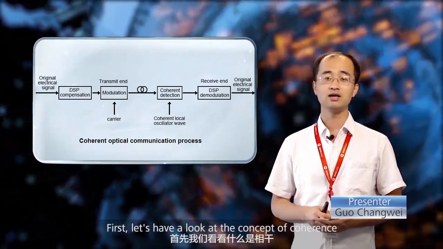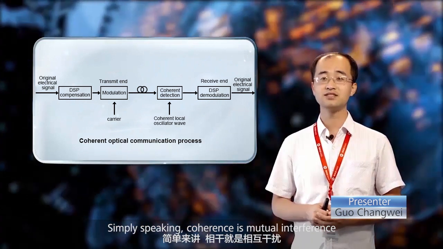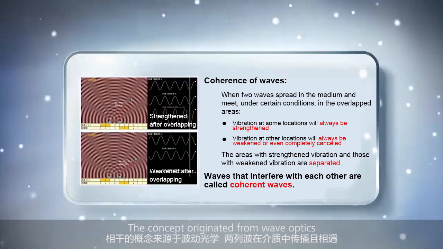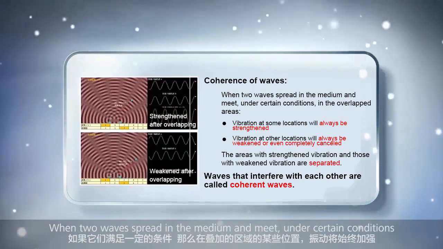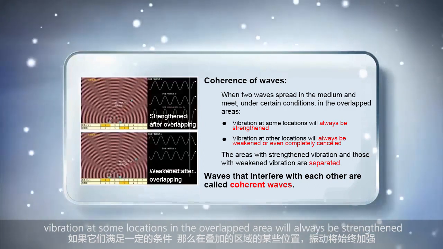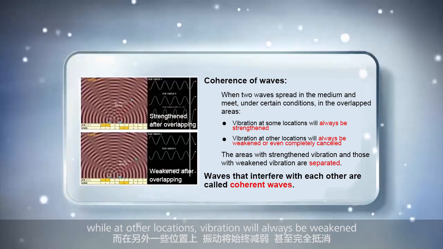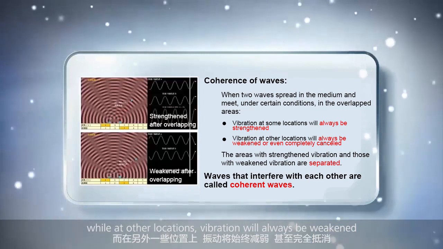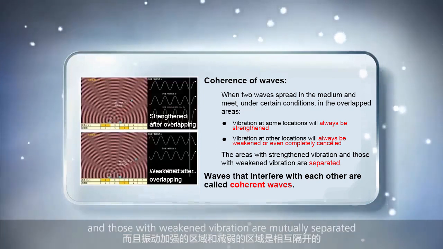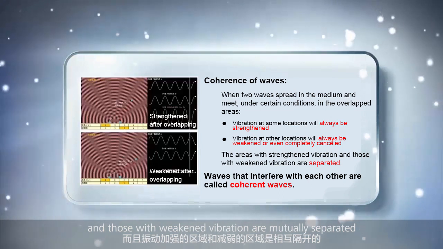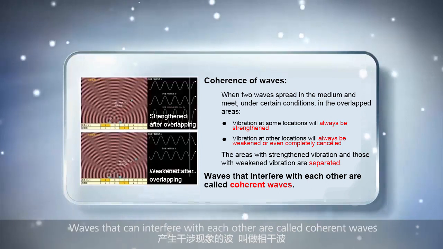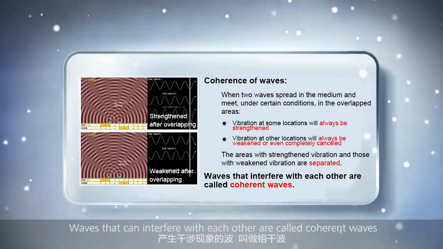First, let's have a look at the concept of coherence. Simply speaking, coherence is mutual interference. The concept originated from wave optics. When two waves spread in the medium and meet under certain conditions, vibration at some locations in the overlapped area will always be strengthened, while at other locations, vibration will always be weakened or even completely canceled. The areas with strengthened vibration and those with weakened vibration are mutually separated. This phenomenon is called wave interference. Waves that can interfere with each other are called coherent waves.